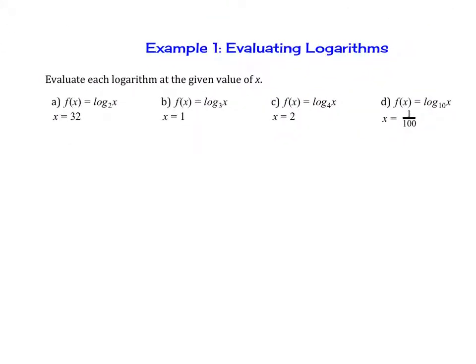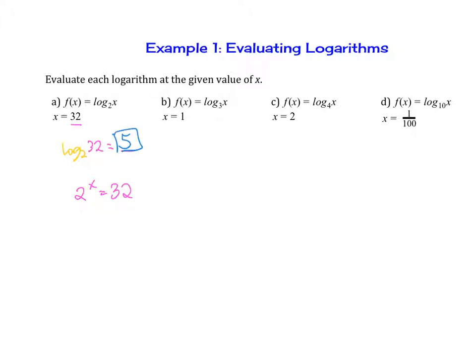So let's evaluate some logarithms. We're given f of x equals log base 2 of x, and x equals 32. So we're just going to write that in there. Log base 2 of 32 equals what? So I think, 2 to what power equals 32? That answer is 5.